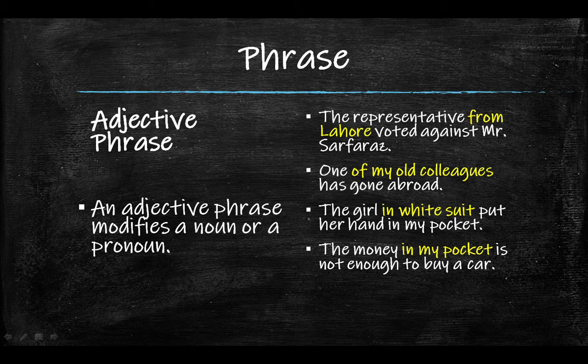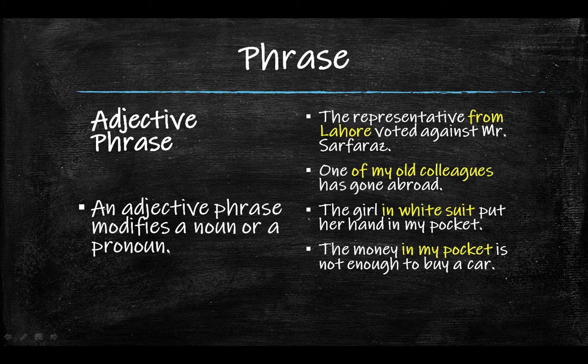The girl, which girl? In white suit. So in white suit describes girl, and becomes an adjective phrase. Put her hand. Put is the verb. Hand is the object of that verb. In my pocket. Does it answer the question which hand? No. Does it answer the question where did the girl put her hand? Yes. So it answers the where question about the verb of the sentence. Therefore, it's doing the work of an adverb of place. The phrase in my pocket is the same in both these sentences, but it's playing different roles.